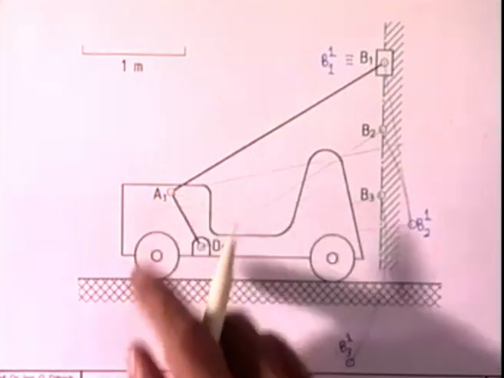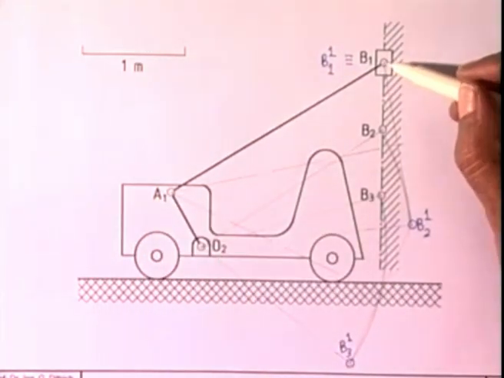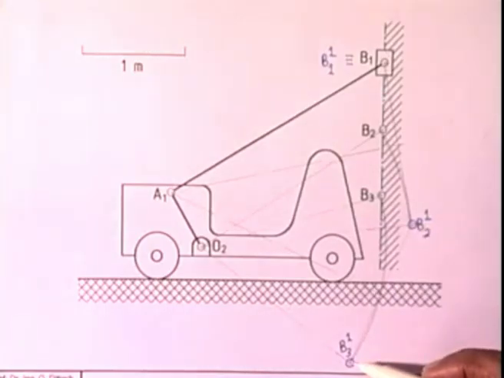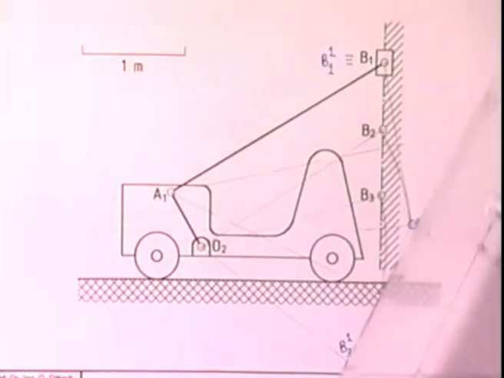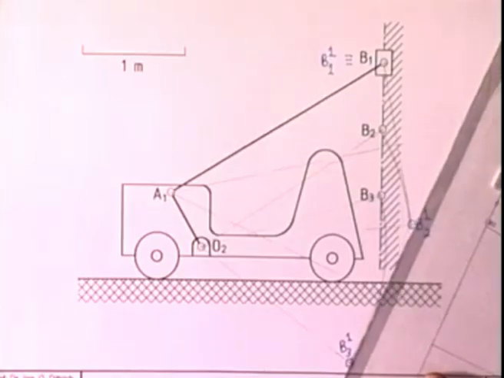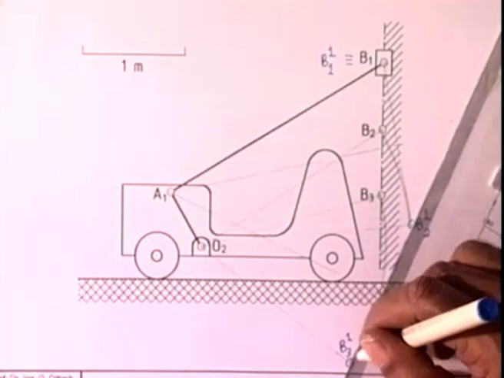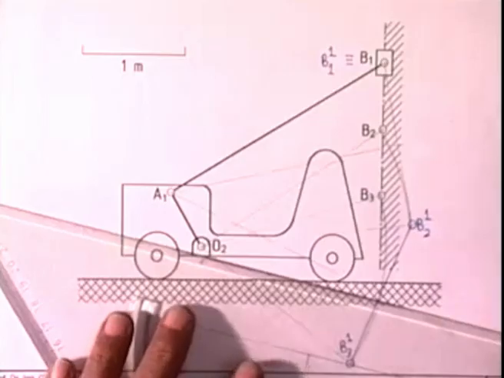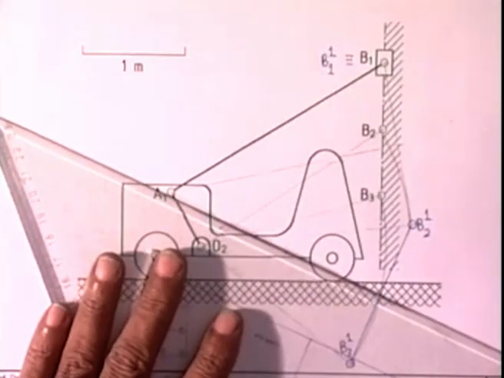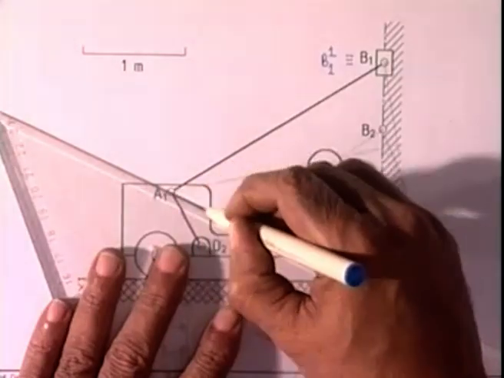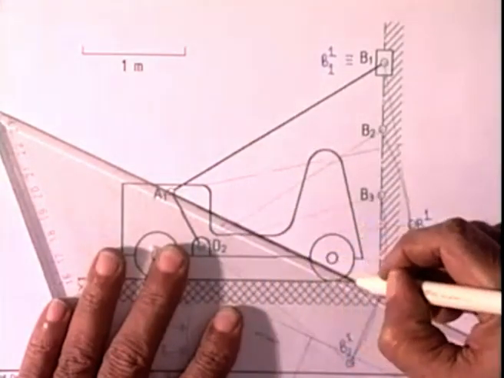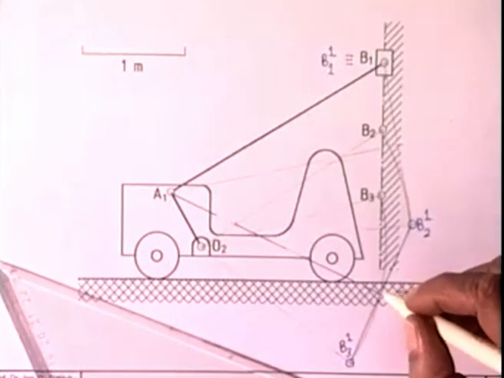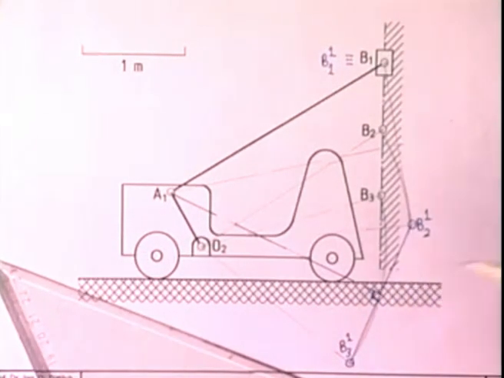Then A1 has to be at the center of the circle, passing through B11, B21 and B31. To determine that, we do the usual simple geometric procedure. We draw the mid-normal of B11, B21, B31, which is this line. This is the mid-normal of B21, B31, and we also draw the mid-normal of B11 and B21.